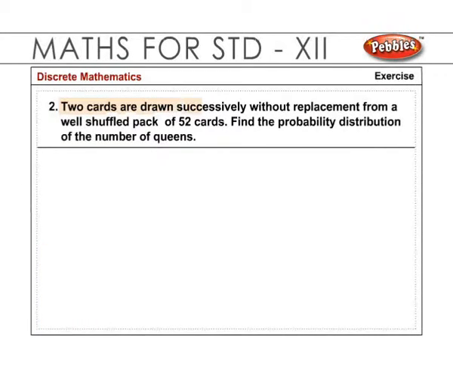Two cards are drawn successively without replacement from a well-shuffled pack of 52 cards. Find the probability distribution of the number of queens.